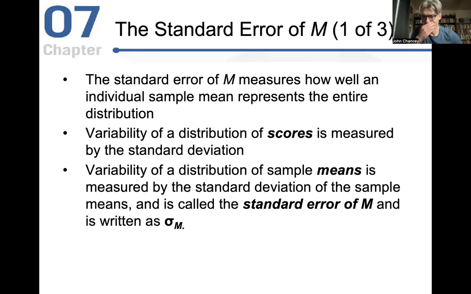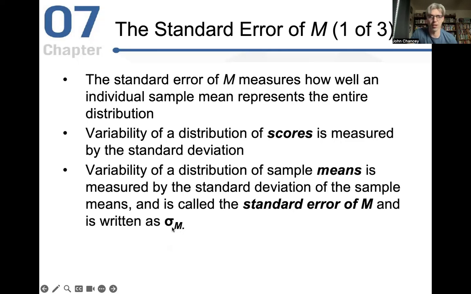So finding the standard error of M, this is a measurement. Standard error of M measures how well an individual sample mean represents the entire distribution. We're trying to find out, so a larger value indicates more error, meaning it's not as representative. A smaller value means it's more closely aligned to that population. Variability of a distribution of scores is measured by our standard deviation, and variability of a distribution of sample means is measured by the standard deviation of the sample means, and this is called standard error of M, also written as standard deviation of M, like it's written here.